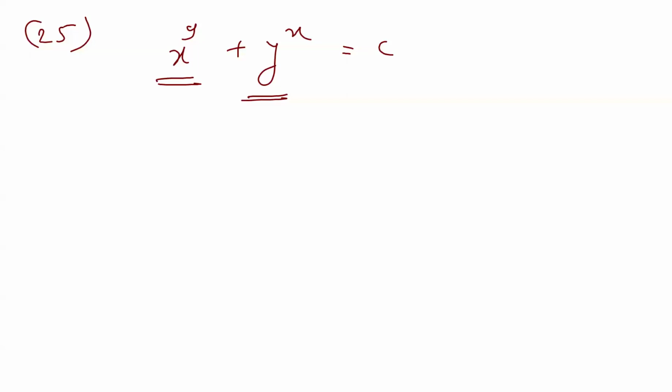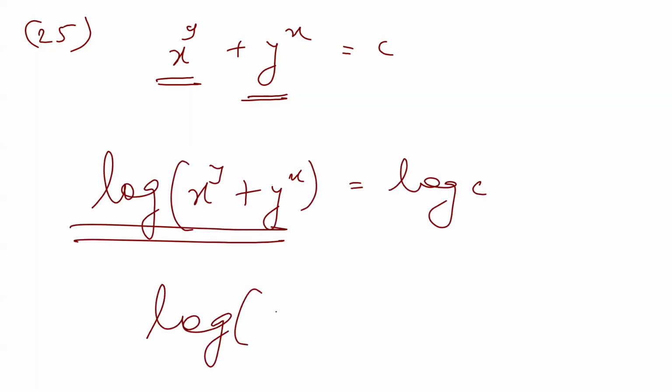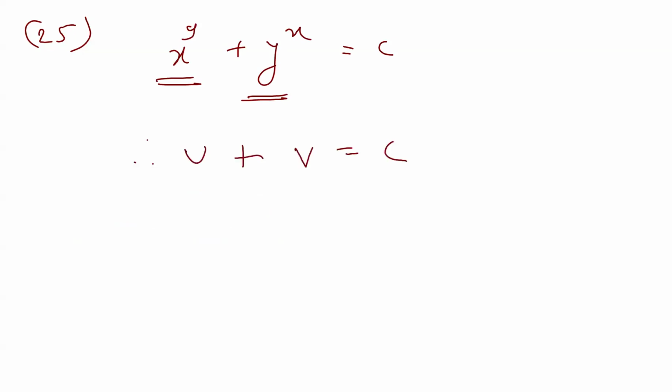I'll tell you why. Because if we take log, x raised to y plus y raised to x is equal to log c. Okay, we cannot apply any log property on the left hand side, because there is nothing called log a plus b. Right? So what we are going to do, let the first term be u and the second term be v, which is equal to c.